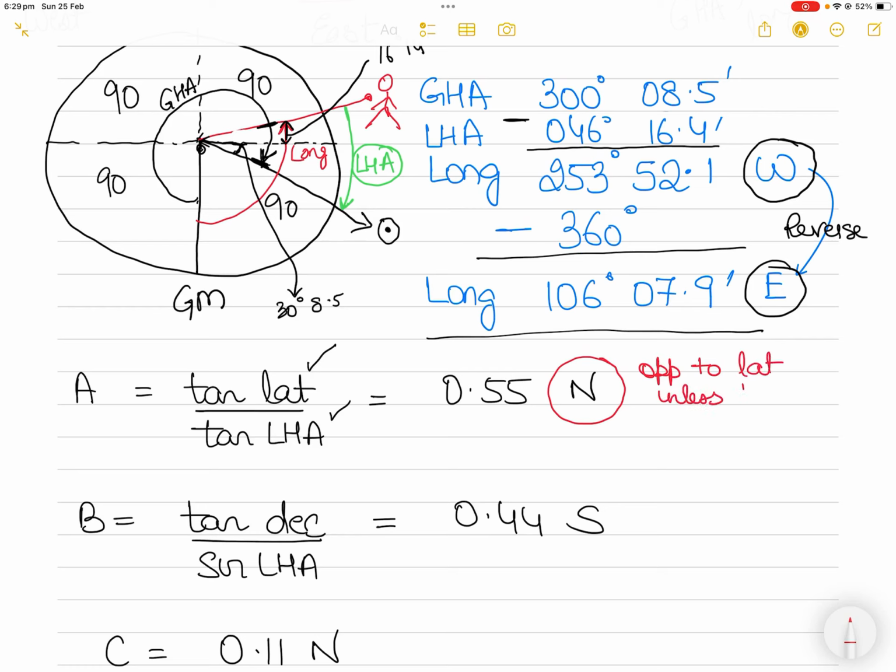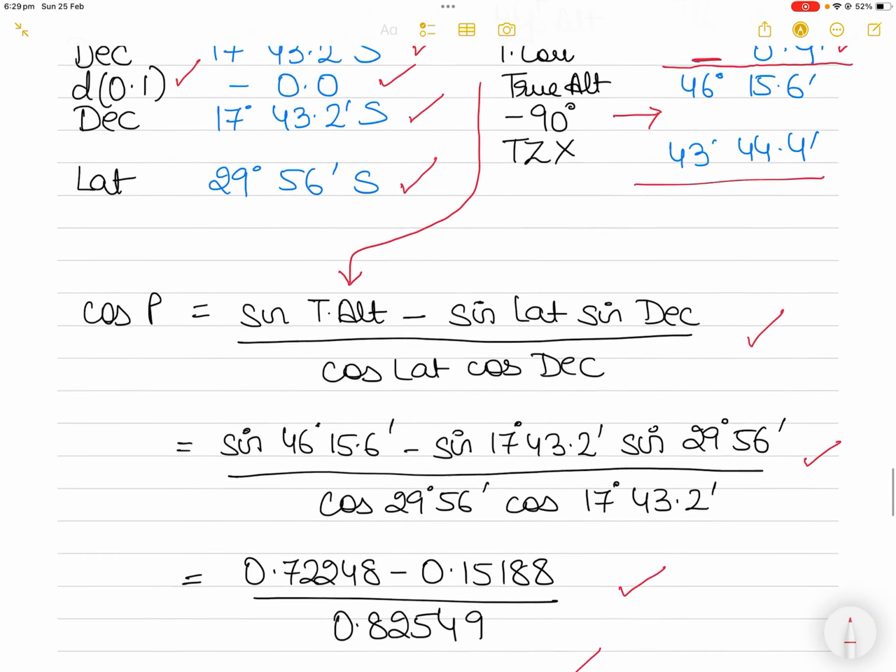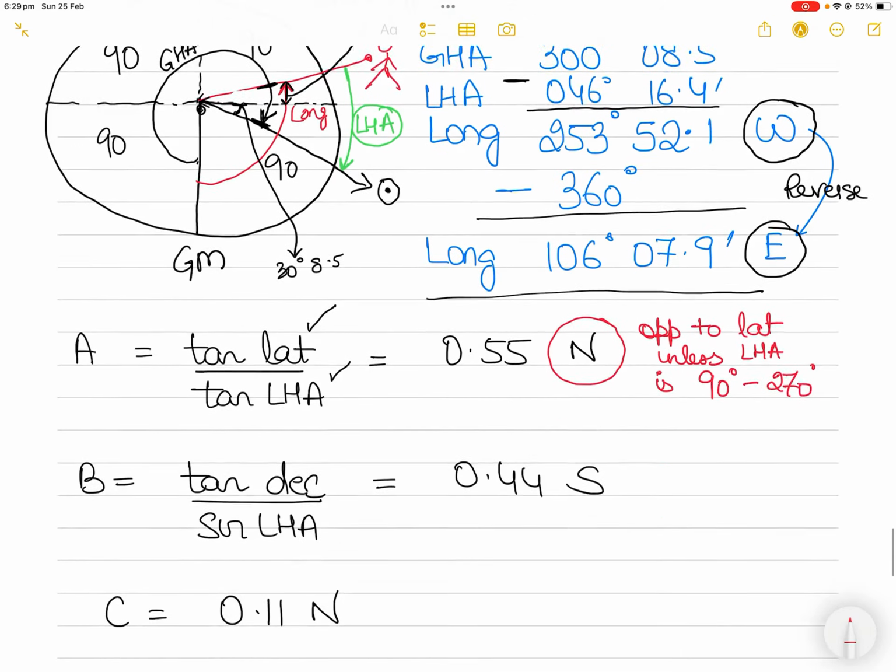unless your LHA is between 90 and 270. Is your LHA between 90 and 270 degrees? No, LHA is 46 degrees. So you will name it opposite to your latitude. So your latitude was what? Your latitude was south. So you will name it north.